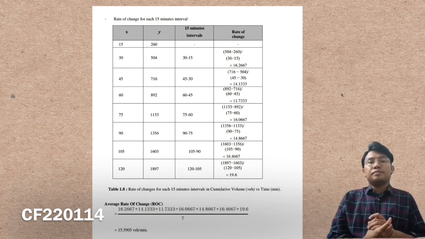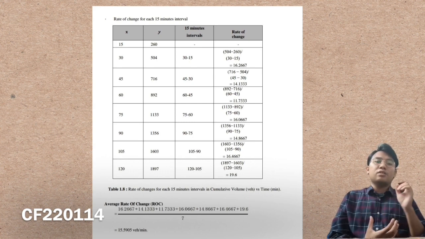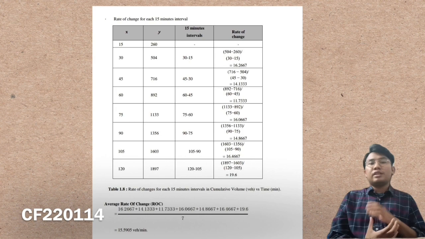For example, 504 minus 206 divided by 30 minus 15 equals 16.267. Lastly, I need to find the average of the rate of change. To get the average value, use all the rate of change data, then divide by 7, the amount of data, and I will get 15.590 VEH per minute. That is all from me.